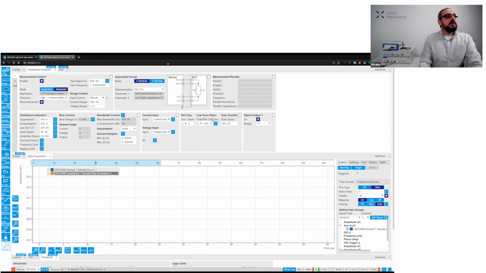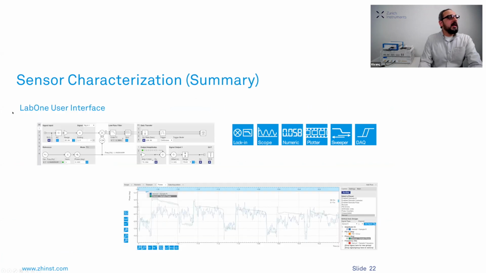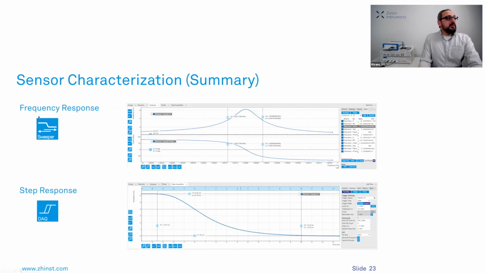Okay, I will quickly go back to my slides and recap. So what we were looking at: the Lab One user interface, and we looked at the Lakin measurements, how it is done. We looked at our resonator as a sensor and its response, checking the amplitude and frequency response. We used the sweeper to get the frequency response around the resonance to get its quality factor, bandwidth, amplitude, etc. We looked at the step response.